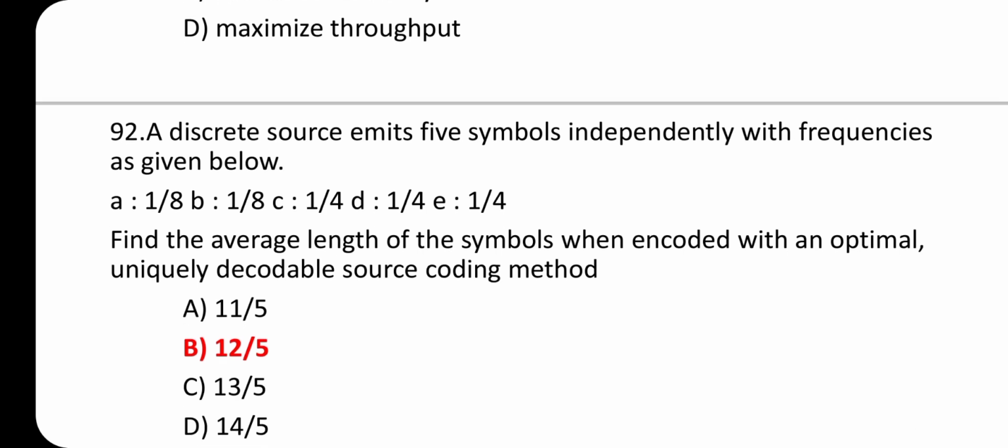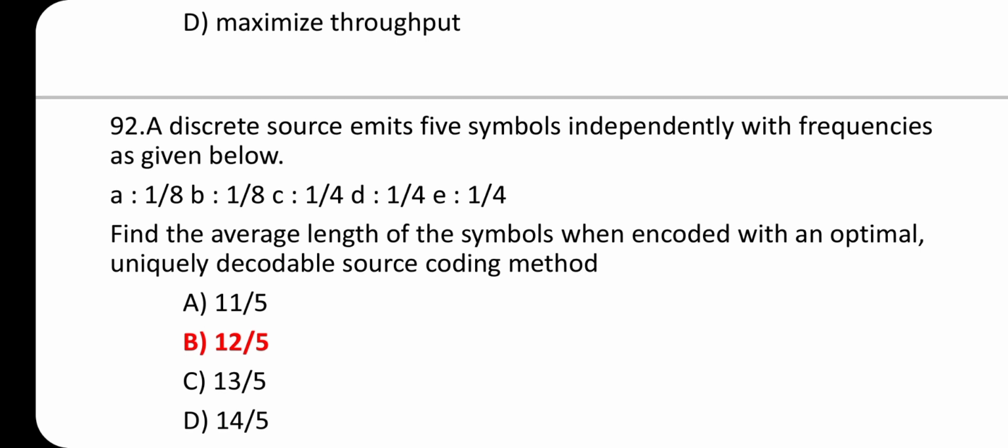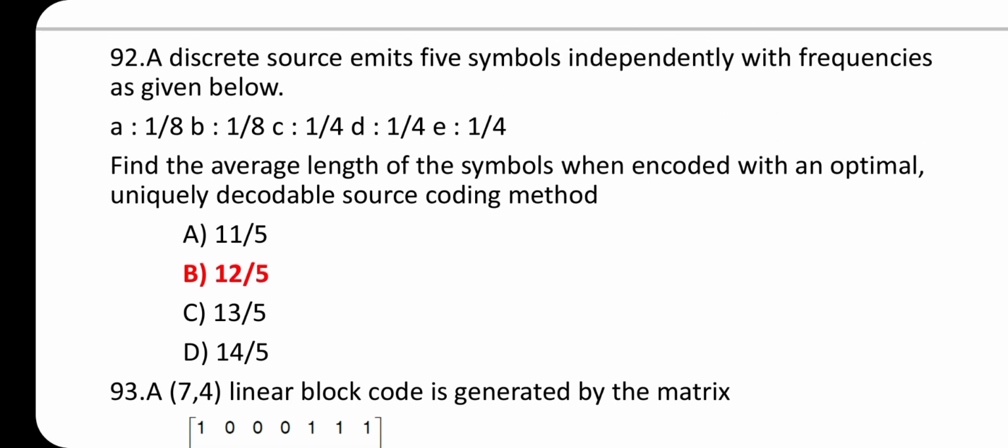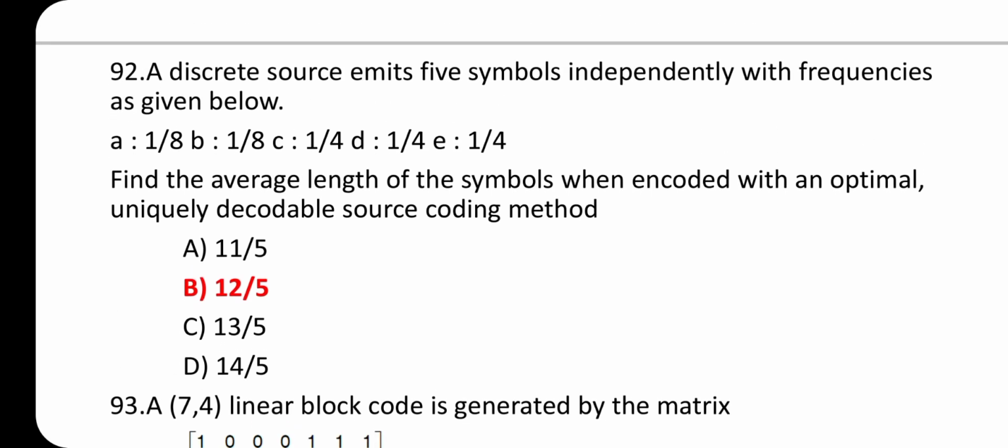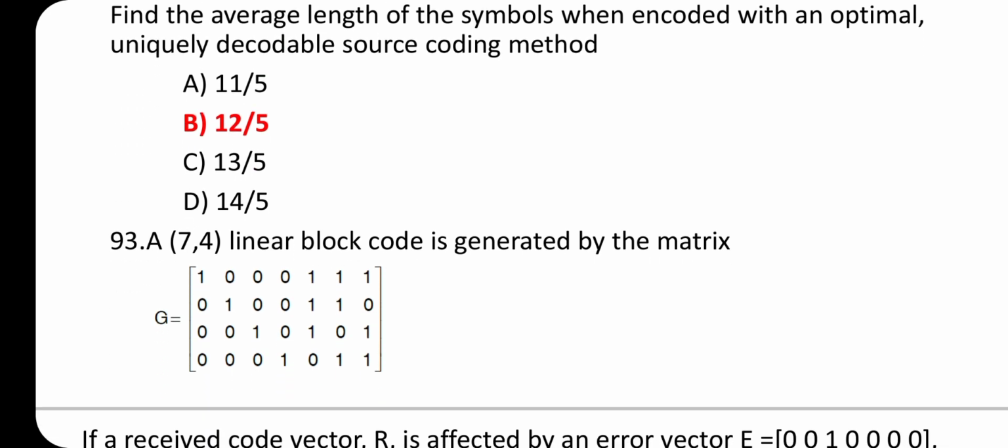92. A discrete source emits 5 symbols independently with the frequencies as given below. A 1 by 8, B 1 by 8, C 1 by 4, D 1 by 4, E 1 by 4. Find the average length of the symbols when encoded with an optimal uniquely decodable source coding method. Option B, 12 by 5.